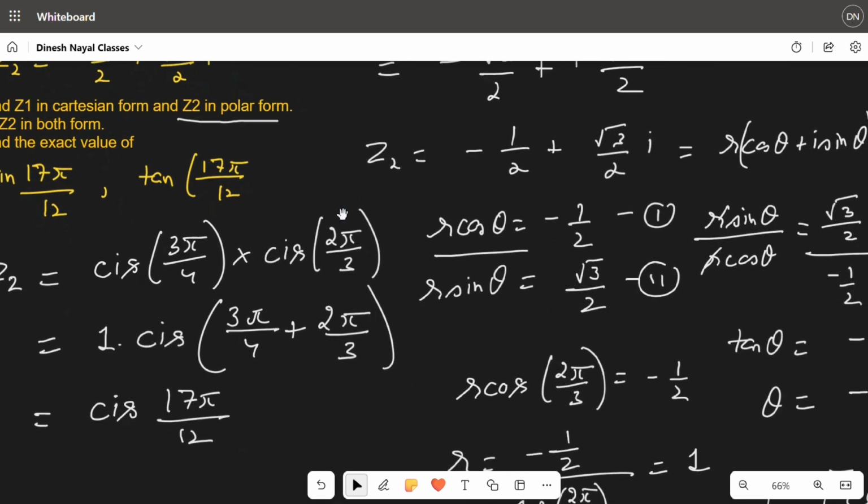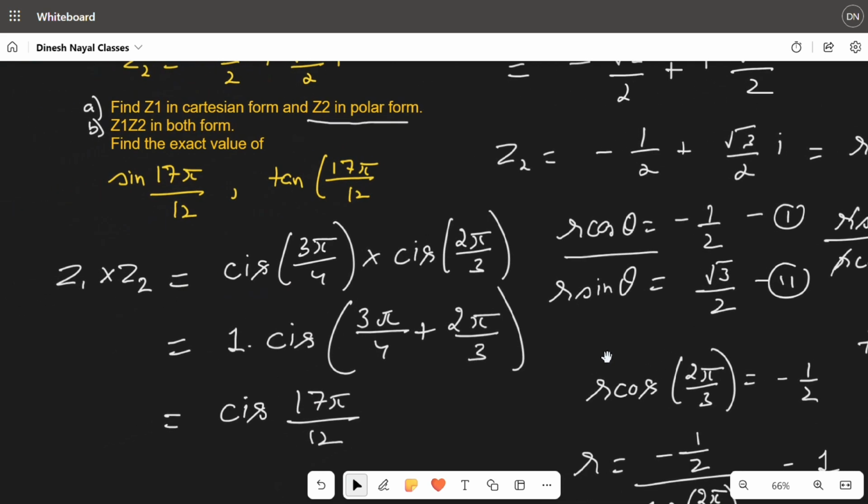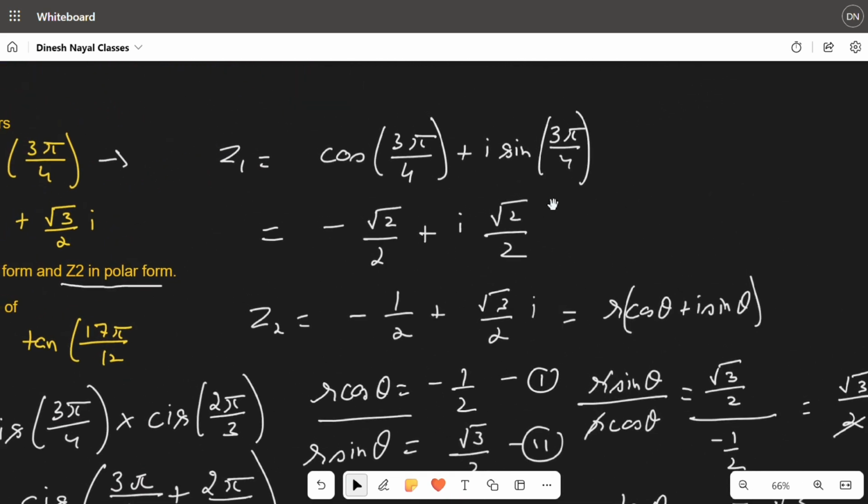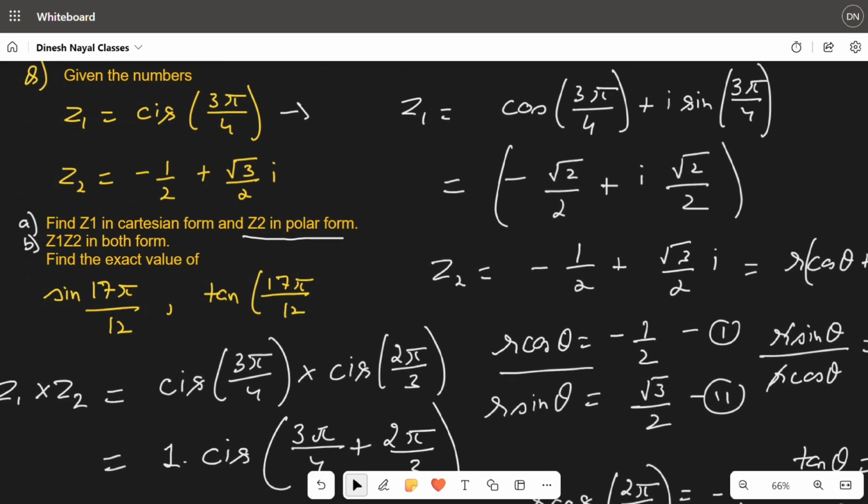times z1. We have calculated z1, which is the Cartesian form of z1. So you can multiply these two. Let me show you. Either you can multiply these two numbers, this one is z2 and this one is z1. You can do that bracket multiplication to get the Cartesian form.